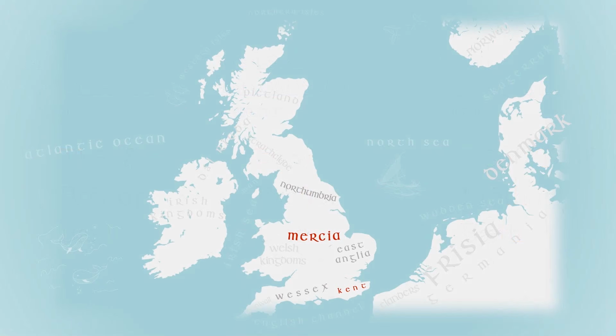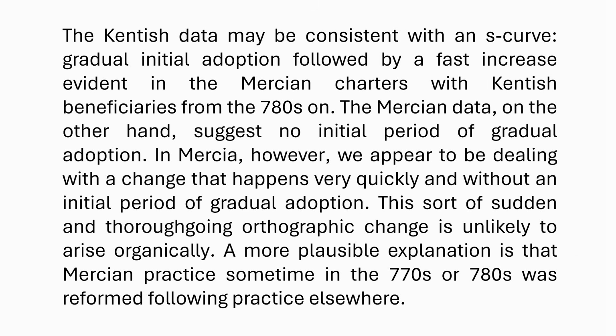This is actually quite interesting, because it seems that the way that they were using different styles in Kent and then introducing the eth and the thorn actually influenced the way that they used it in Mercia. The Kentish data may be consistent with an S-curve, gradual initial adoption followed by a fast increase evident in the Mercian charters with Kentish beneficiaries from the 780s on.